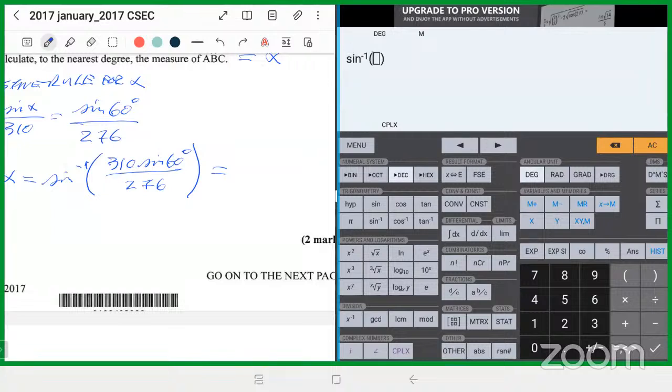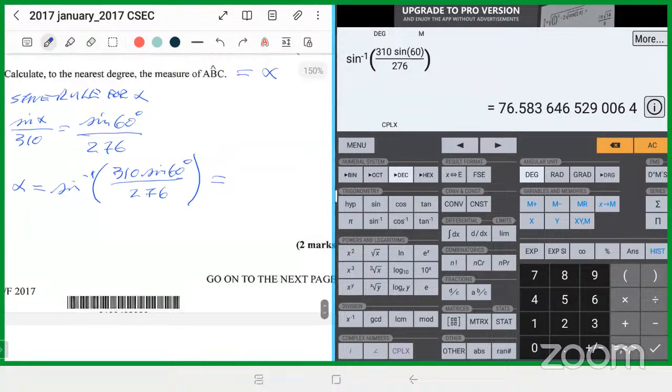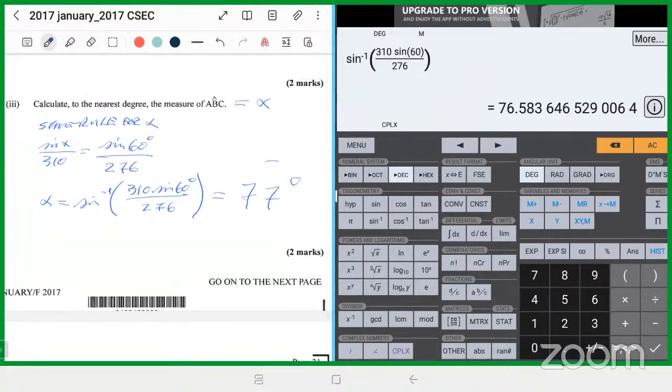Sine to the -1 of 310 and the sine of 60. Make sure your calculator is in degrees. See there, DEG at the top. Yes, it is in degrees. And you're putting that over 276. That's 76.6, which to the nearest degree is 77. 310 times sine 60 over 276. Yes, 76.6 to the nearest degree is 77 degrees. So this is what they're looking for, 77 degrees.